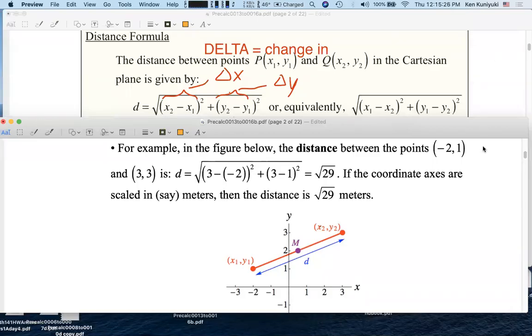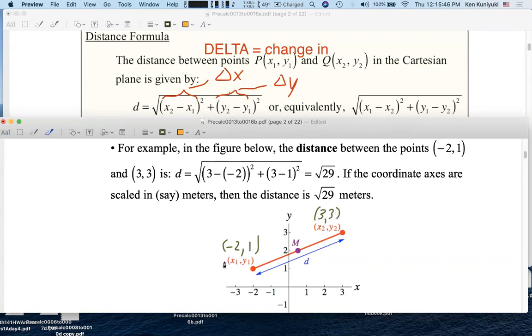Hi everyone, let's do an example. So here we have the point (-2, 1), and here we have the point (3, 3) in the Cartesian xy plane.